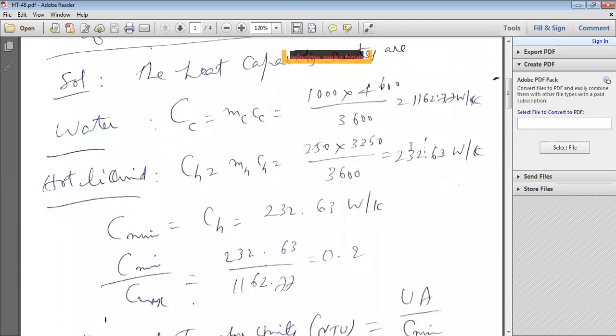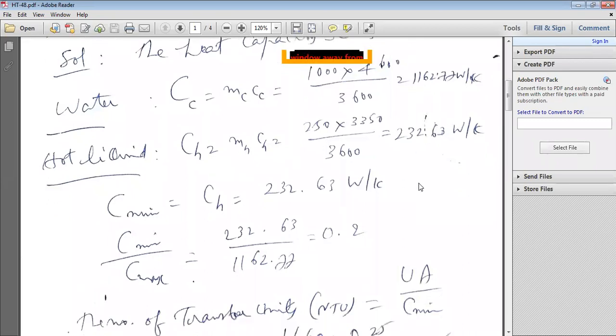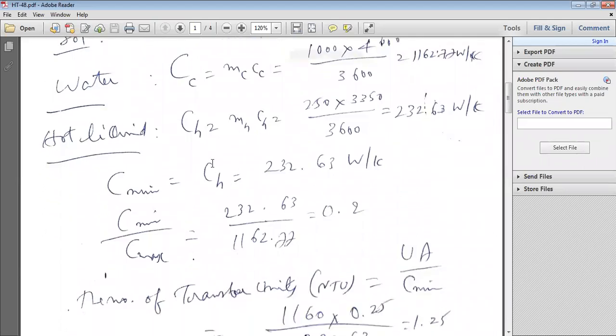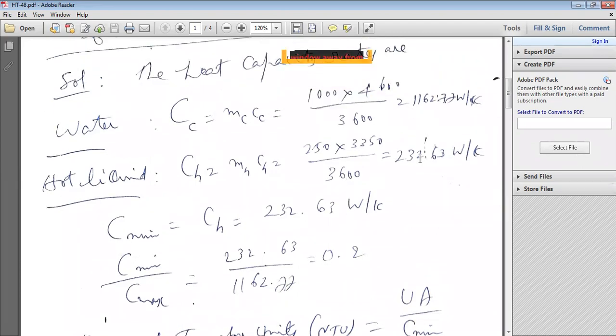So after getting the heat capacity of the cold fluid and heat capacity of the hot fluid, we have to verify whether the hot fluid is giving the minimum value or the cold fluid is giving the minimum value. Then that minimum value is our C minimum, that is heat capacity of the minimum fluid. What is the minimum fluid here? Hot fluid heat capacity value is low when compared with cold fluid. That's why heat capacity of the hot fluid, capital CH, is the C minimum. That is 232.16 watt per Kelvin.